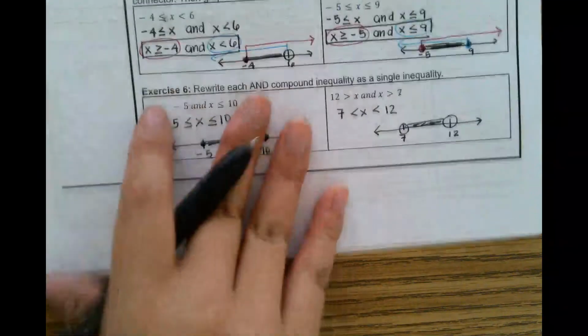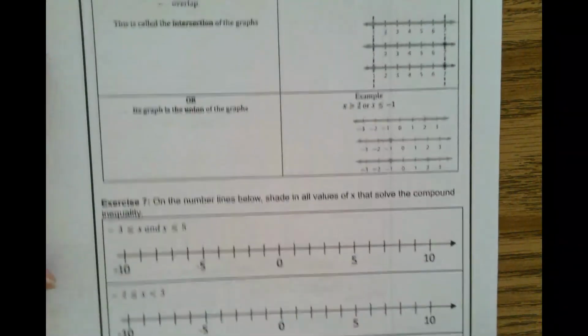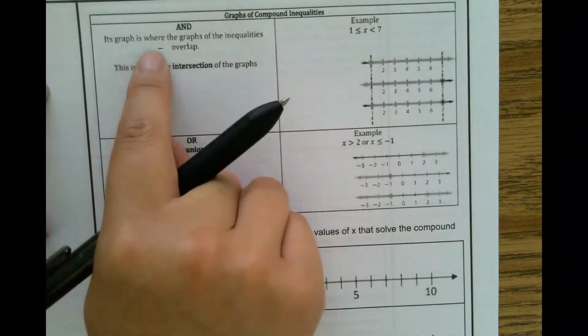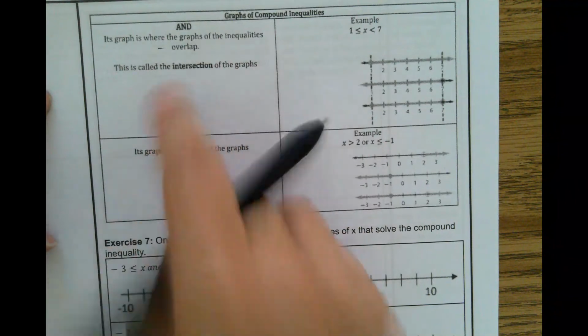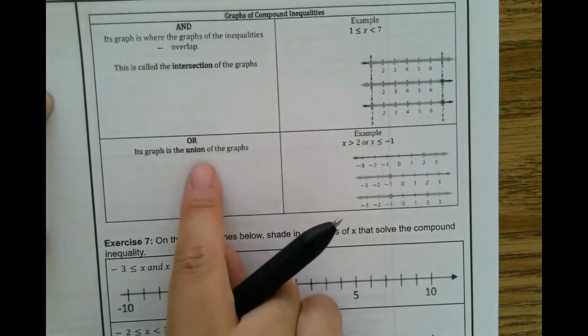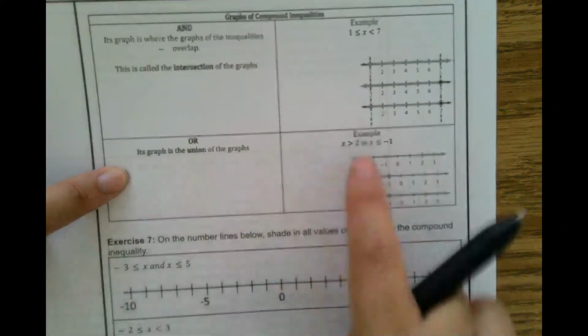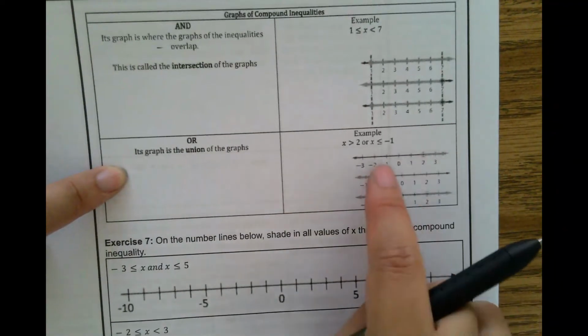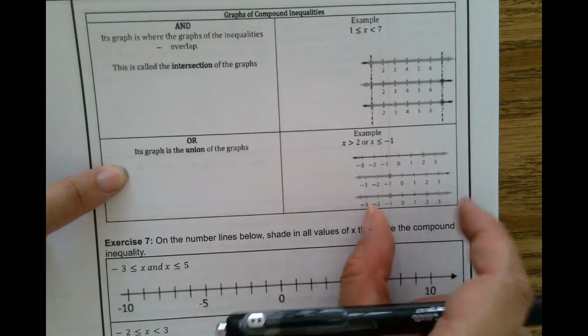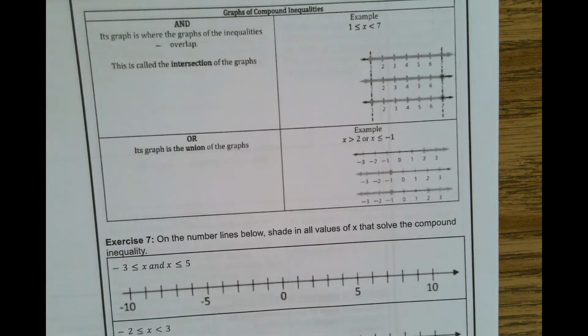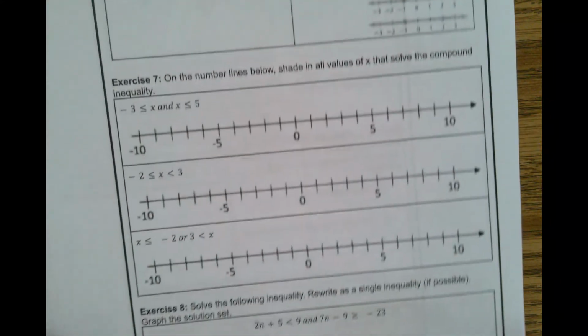Okay? So as you can see, for and inequalities, we want where they intersect. The graph is where the graphs of the inequalities overlap. Okay? For the or inequality, we want both parts. We want the part where it's x greater than 2, x less than negative 1. We want both sides of the graph, not where they overlap. Okay, so let's do a couple here.